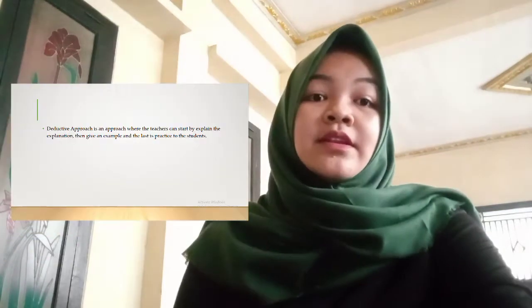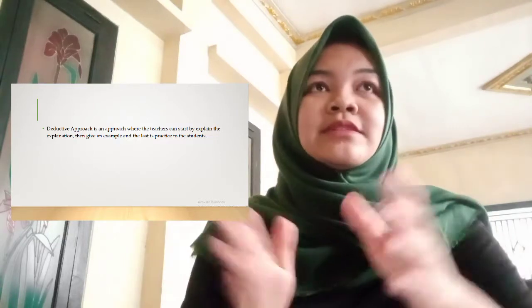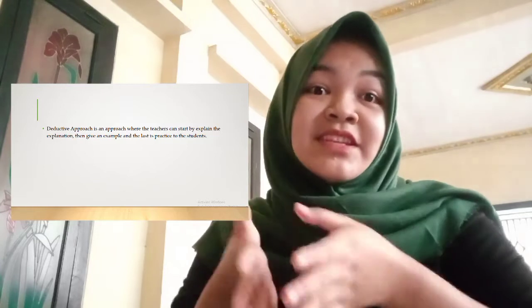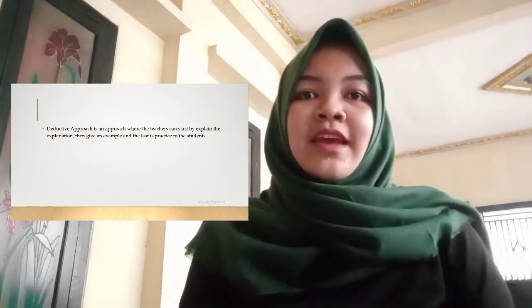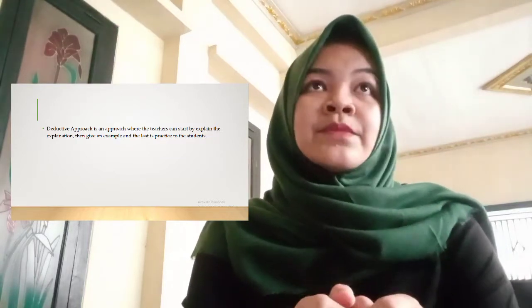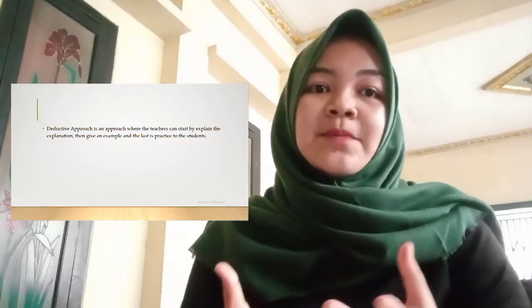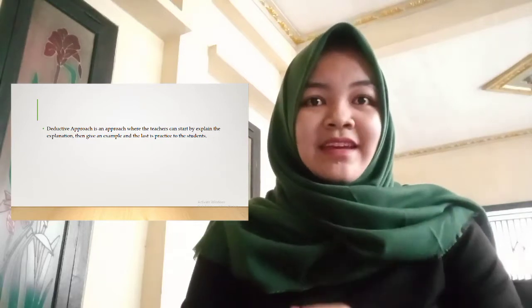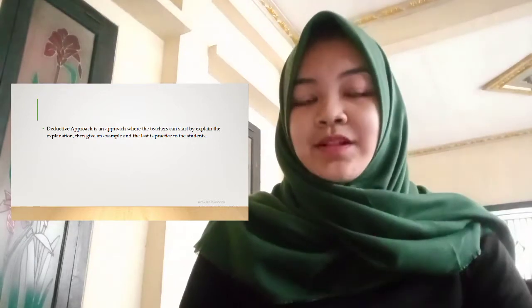Okay, so today I use the deductive approach, like I have said before. The deductive approach starts with the presentation of the rules, followed by examples in which the rule is applied. The grammar rule is presented, and the learner engages with it through the study and manipulation of examples. So by using the deductive approach, I will explain the material first to the students, followed by an example, and then start to practice it with the students.